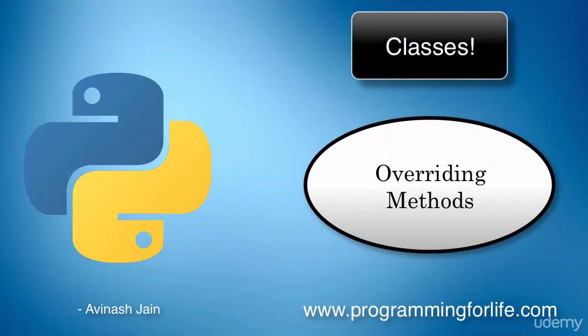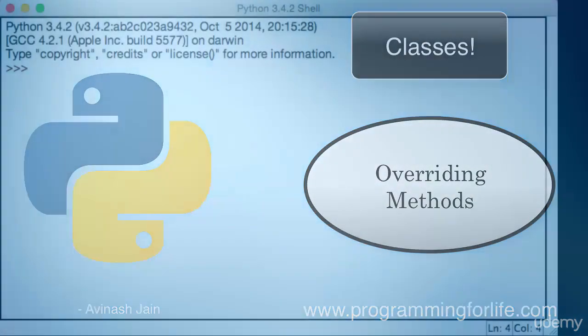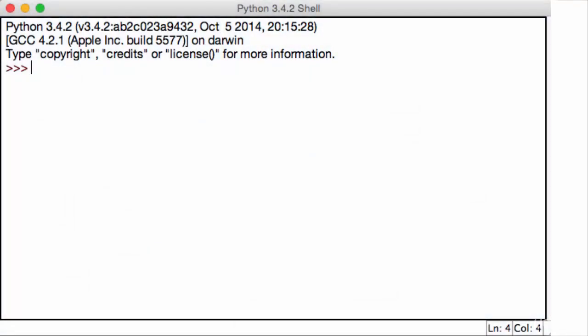Alright, so hopefully this is going to be the last lecture in our series on object-oriented programming. By now you should have gotten a pretty good sense of how classes work, how child classes work, how functions and attributes of classes work, stuff like that. So now, lastly, I just want to talk about overriding methods.